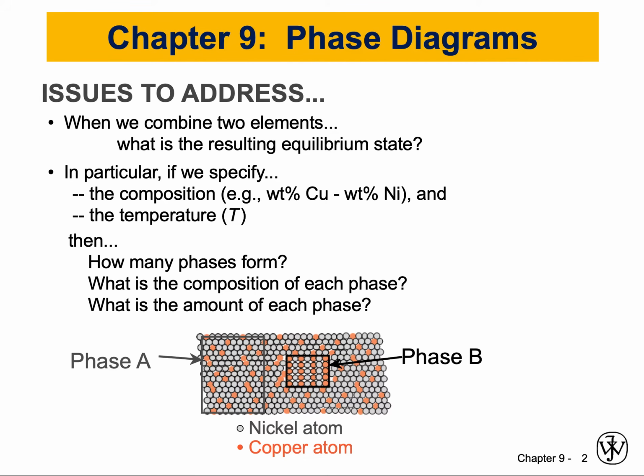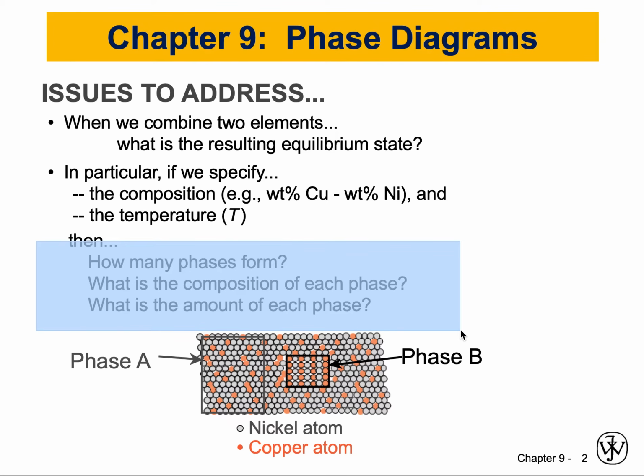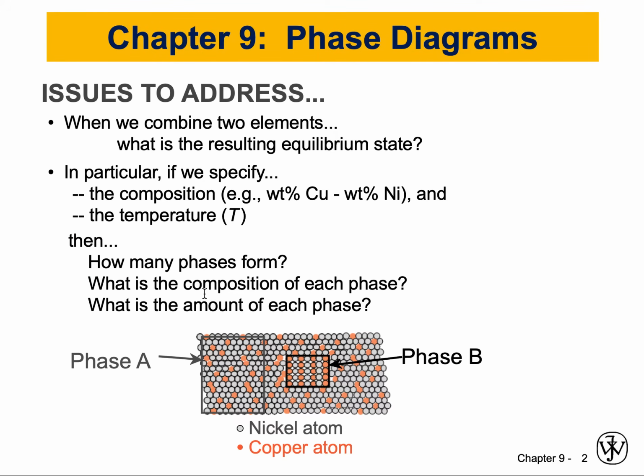Now, we would like to identify how many phases are formed at a specific composition and at a specific temperature. Also, we would like to find out what the composition is at a specific temperature and pressure, and what the amount of each phase is. What is the concentration of that phase inside the material? And I'm going to explain this more when we see the diagrams in the following videos.